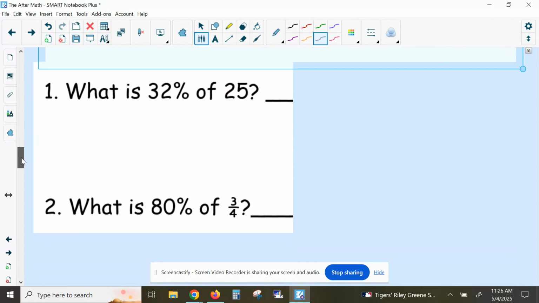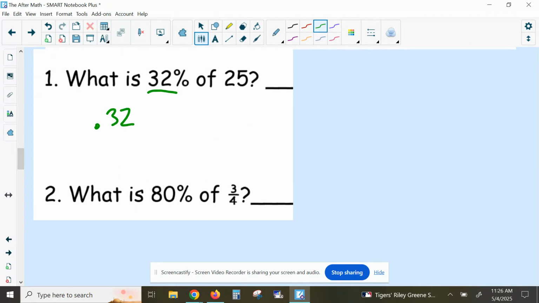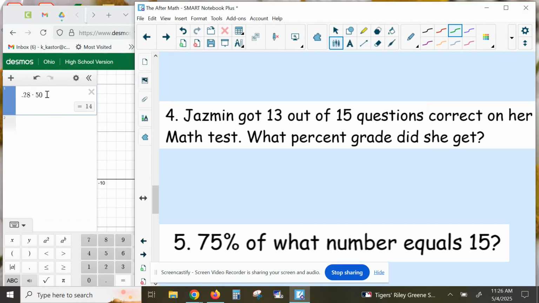Okay, let's go on the inside of the foldable. What is 32% of 25? So what are we going to do with this 32? We're going to change it to 0.32. Of is times 25. So put that in a calculator. What do we got here?